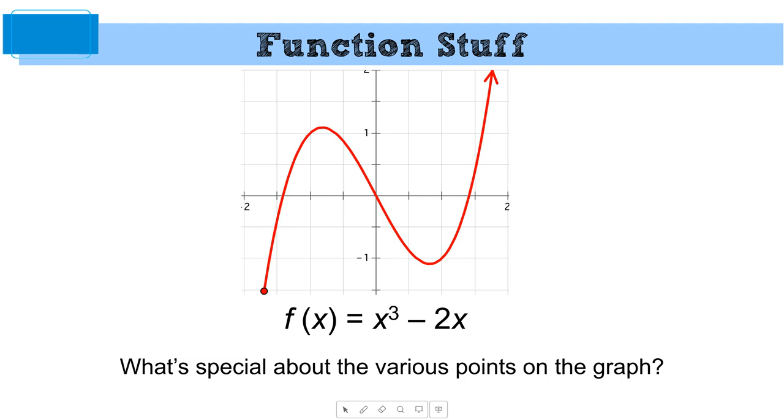At the bottom left, there's a closed point. Oh, nice. It's a solid dot, so we're going to include that point, right? Yeah. Excellent. Keep going. What else you got? On the other side, it goes up forever. It does. Good. Closed interval on the left, very open on the right. Excellent. What else?